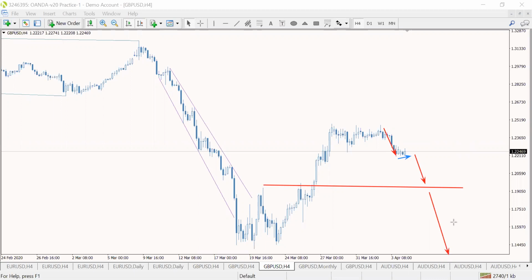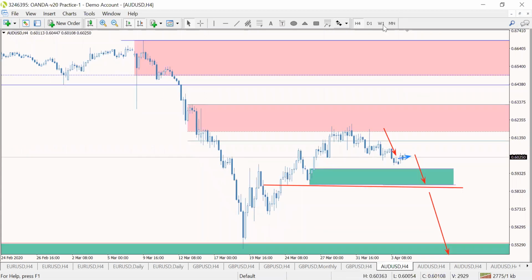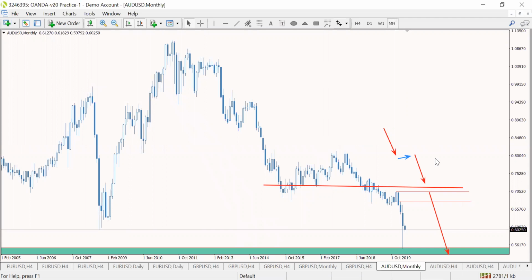So that's the scenario, guys. So I think this is clear for everybody. Let's go to the Australian US dollar monthly time frame. Oh, sorry about this. I've got to remove this. The monthly time frame.